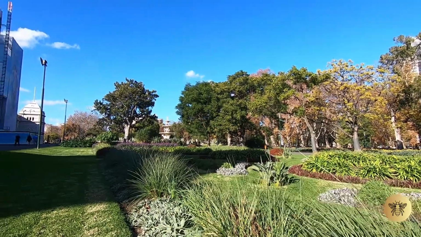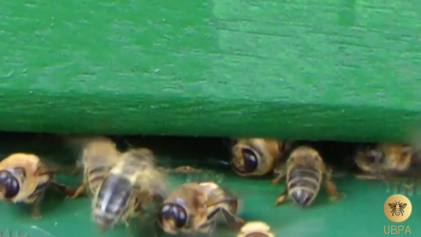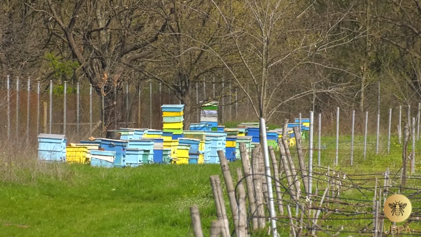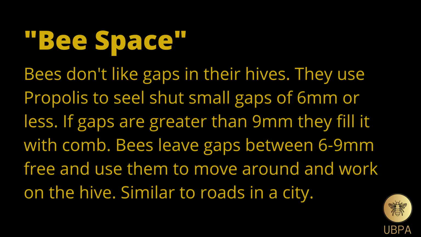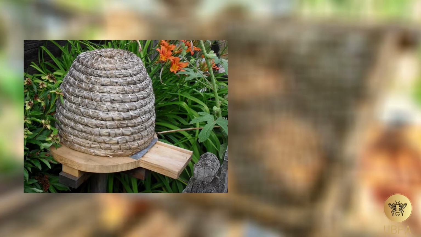Many considerations went into Lorenzo's design, but the biggest principle was the concept of bee space. That is, the understanding that bees will neither build comb or propolis in gaps greater than 6 millimeters and less than 9 millimeters. Bigger than 9 millimeters, bees will build comb for honey and brood. Smaller than 6 millimeters, and they will seal it shut with propolis, which acts like a superglue.